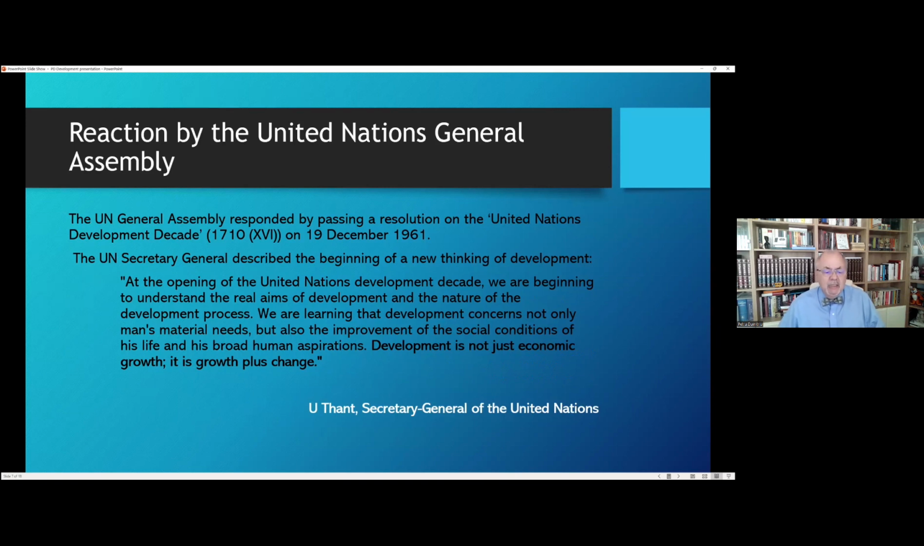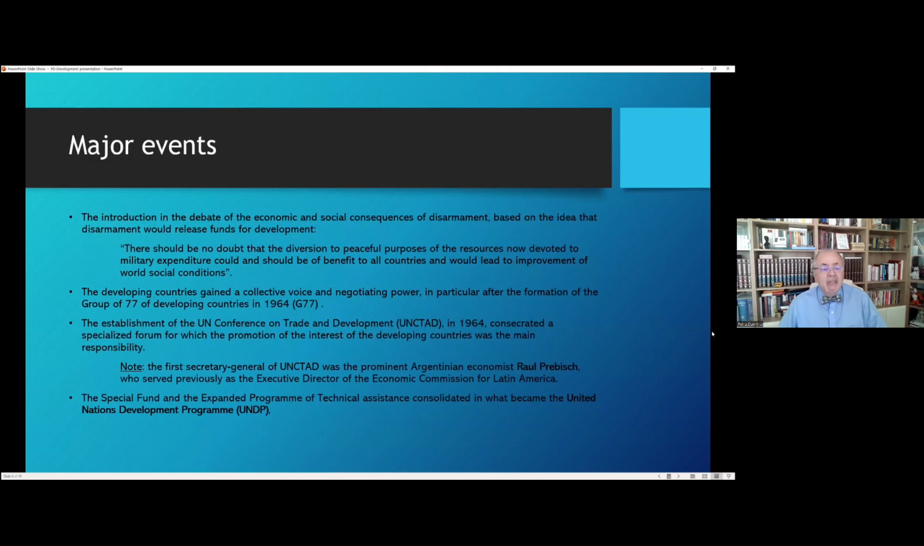So the Secretary General recognized that it's the beginning of a new era. We understand the real aims of development and the nature of development process. He gives another definition of development. Development is not just economic growth. It is growth plus change. And that is, again, something that marked the difference from the previous era.